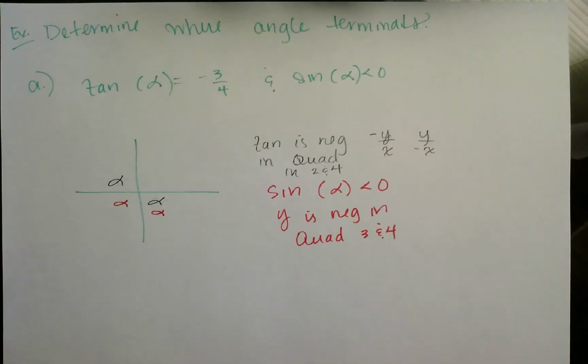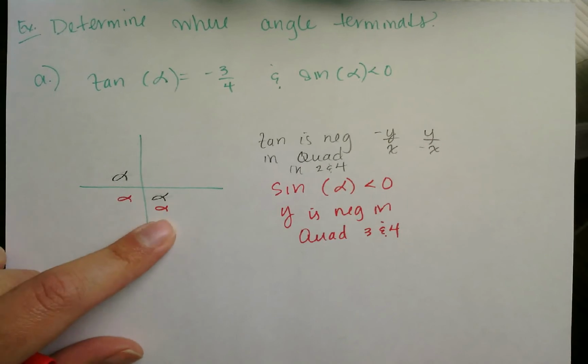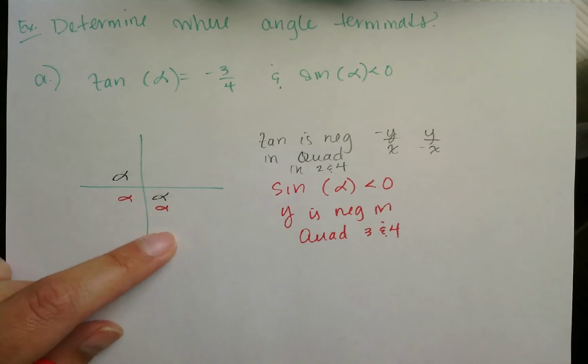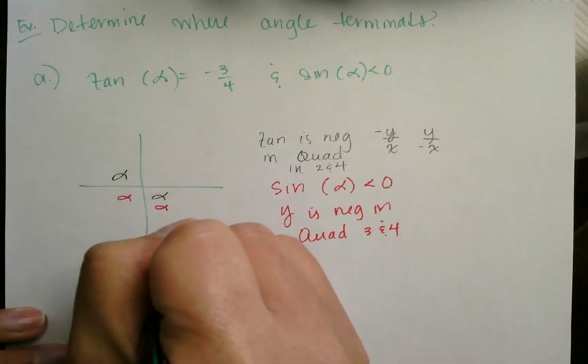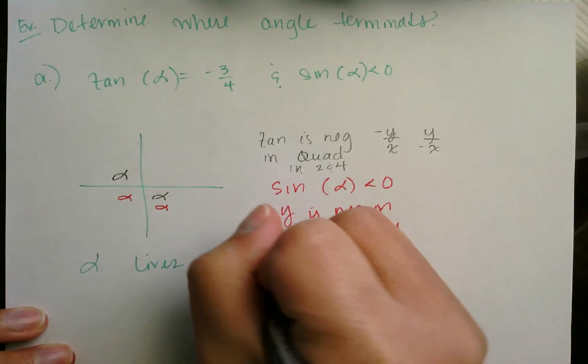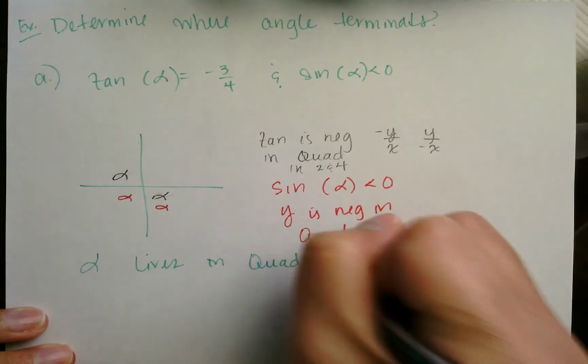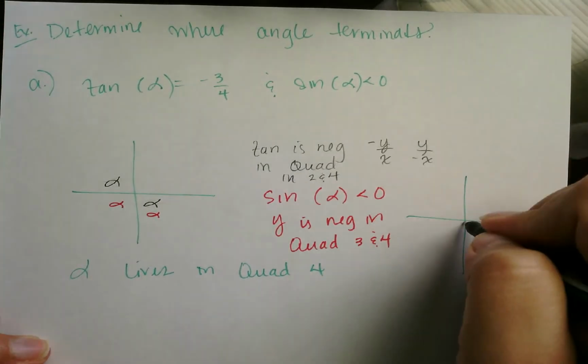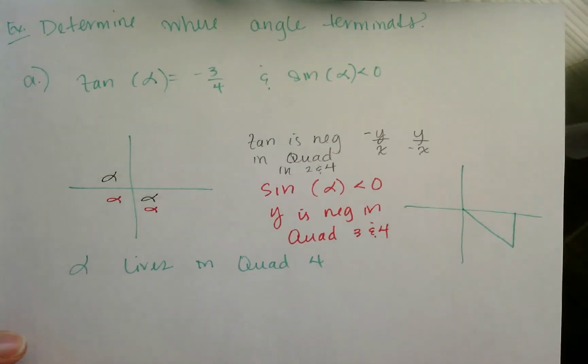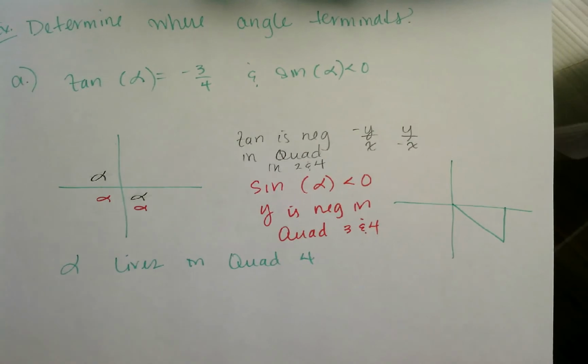Alright, so if you look, the only quadrant where they both satisfy these conditions is quadrant 4. So alpha lives in quadrant 4. I'm just going to write this down over here. You would build it out like this. And that's janky, man. That is janky.